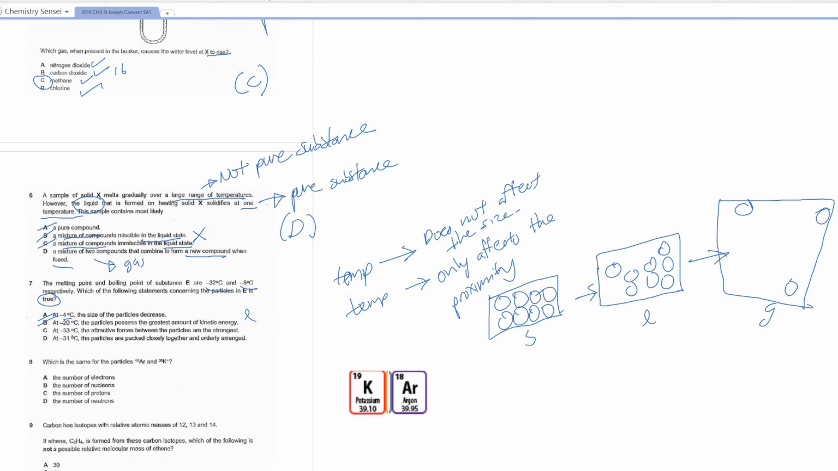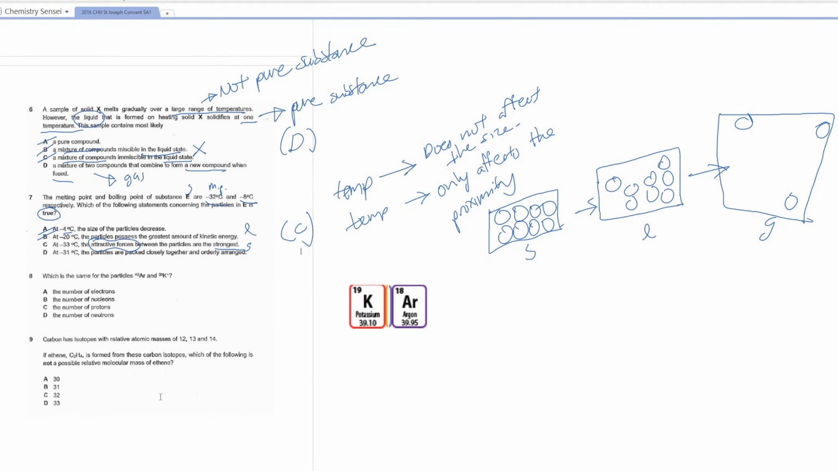At -33 degrees Celsius, the attractive forces between the particles are the strongest. At -33 degrees Celsius, it is in solid state, because it has a lower temperature than its melting point. So it's over here. Because of that, yes, it has the strongest attractive force. It experiences the strongest attractive force because in the solid state, this strong attractive force is what holds them in an orderly fashion. So the correct answer is option C.